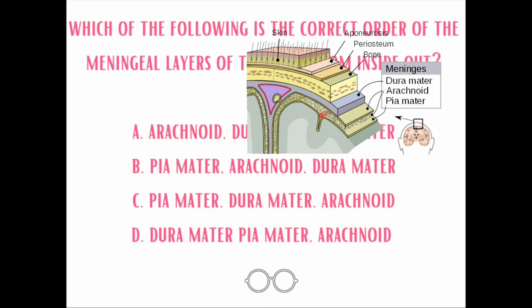So the correct answer here is B. The correct order: pia mater is your innermost, your arachnoid is in the middle, and your dura mater is the outermost layer.